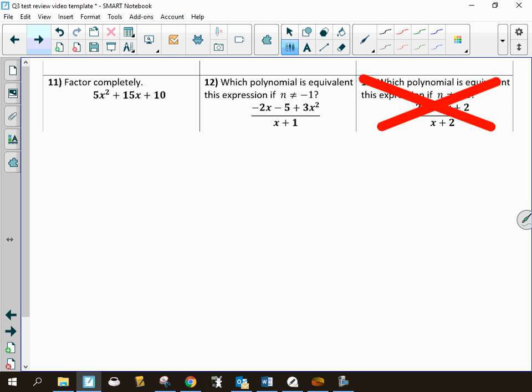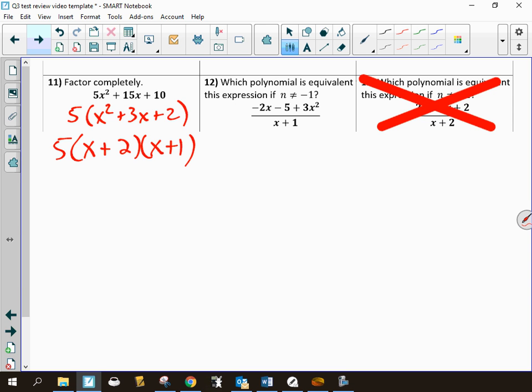For number 11, by the way, we're going to skip number 13. So for number 11, we have another problem where we can pull out the greatest common factor. This is going to be 5 times x squared plus 3x plus 2. So I need two numbers that multiply together. So this will be 5 times x plus 2 times x plus 1.